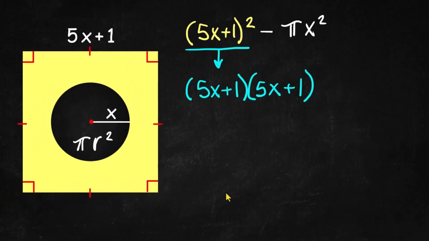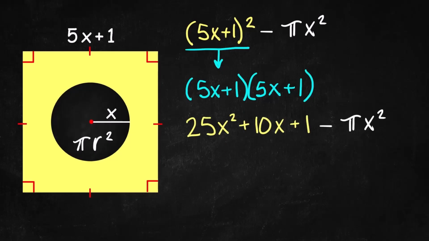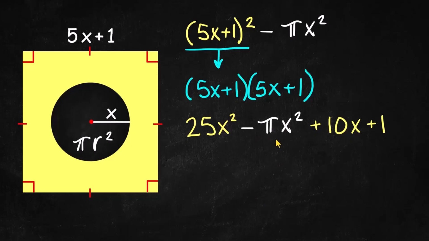So back to this. We know that that is 25x squared plus 10x plus 1, and we're still subtracting pi x squared. You might think this is a good answer, but if this is some kind of a multiple choice, this may not be what's there. You have two terms that are like terms, so we need to put those together. So next to this 25x squared, I'm going to rewrite the minus pi x squared.